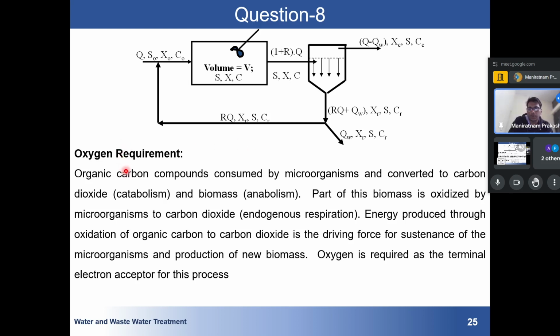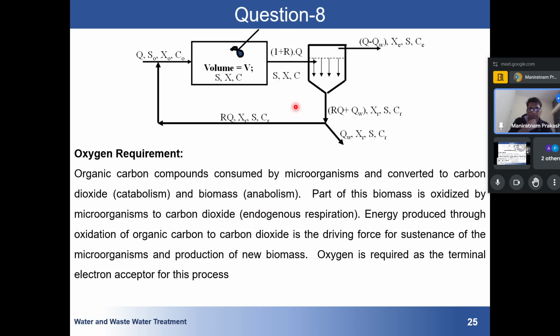The organic carbon compounds are consumed by microorganisms. I already said that my wastewater contains some organic matter, and it is consumed by microorganisms and converted into carbon dioxide and biomass. Part of this biomass is oxidized by the organisms to carbon dioxide. The energy produced through the oxidation of organic carbon to carbon dioxide is the driving force for microorganisms and for the production of new biomass.